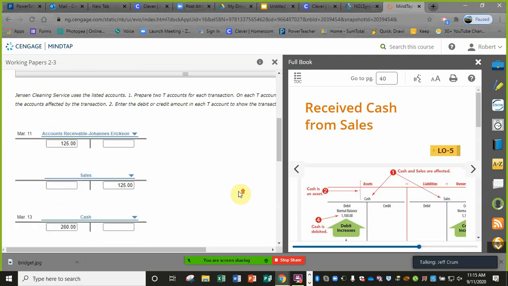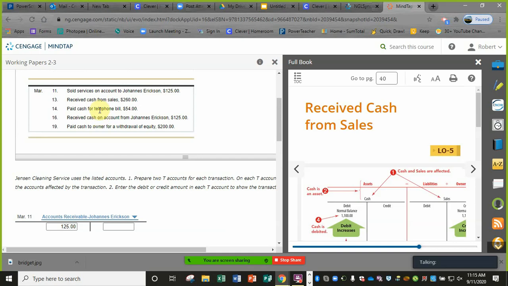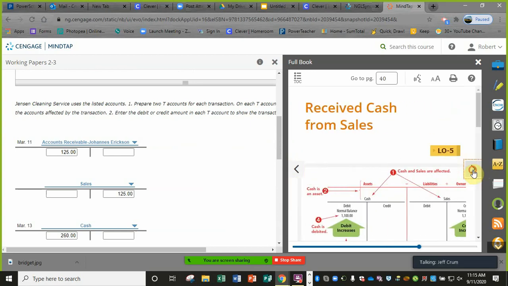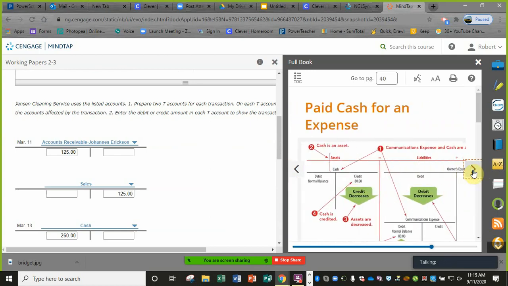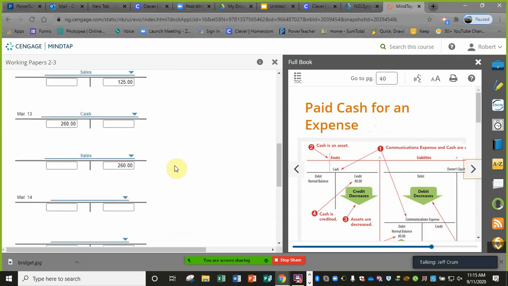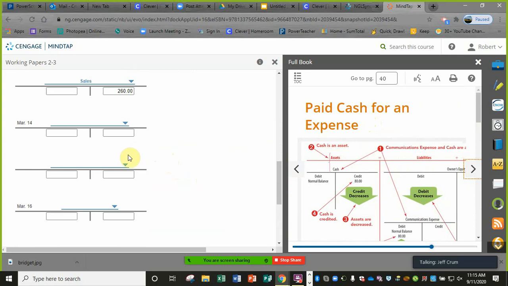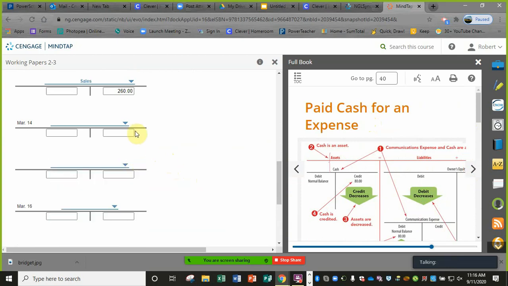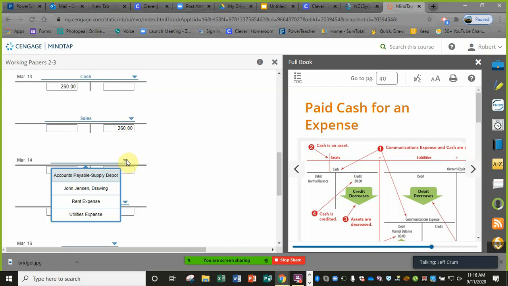So let's see what we've got for the 14th. Paid cash for a phone bill. So if we got an example in here for that one. Okay, paid cash for an expense. Phone bill's an expense, so account for that. So we paid cash. So our choices. Oh, our first line, our choices. We got accounts payable. Was it a drawing? Was it rent? It was utilities expense. So we'll just pick utilities expense.